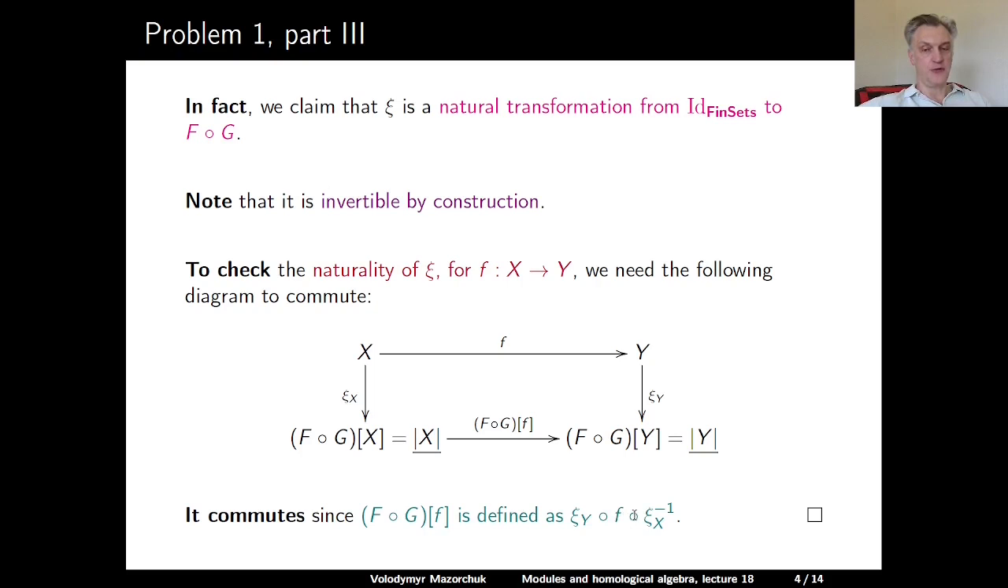definition equal to the following composition: xi sub x to the power minus 1, followed by f, and then followed by xi sub y. And that is exactly the map obtained by going up here, and then by f, and then going down. So by definition, this diagram commutes, which means exactly that xi is a natural transformation from the identity functor to the composition of f after g. And this is exactly what we needed to prove.